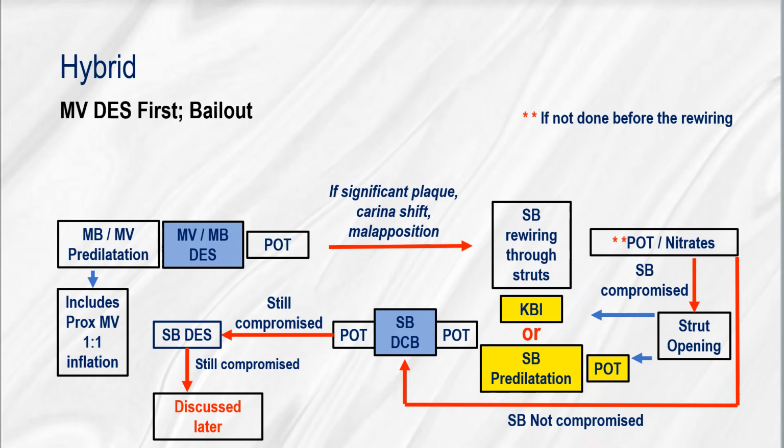If the side branch is still compromised, strut opening is to be done, followed by either POT, side branch pre-dilatation, POT, or kissing balloon inflation, followed by POT. After this POT, side branch drug-coated balloon is dilated, followed by a final POT.